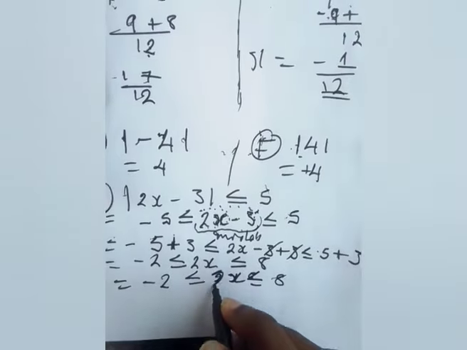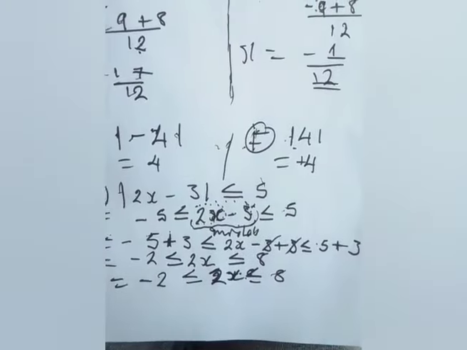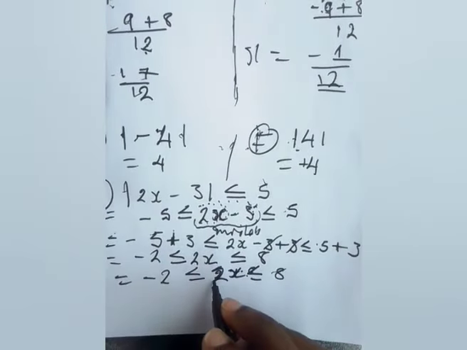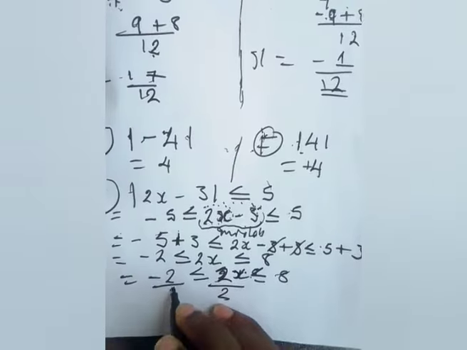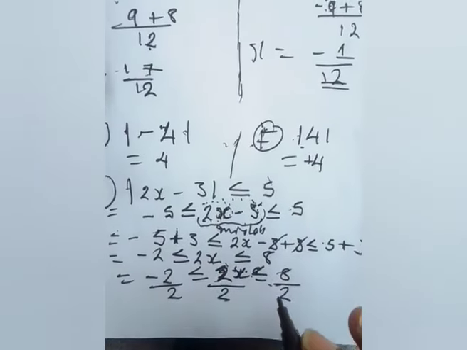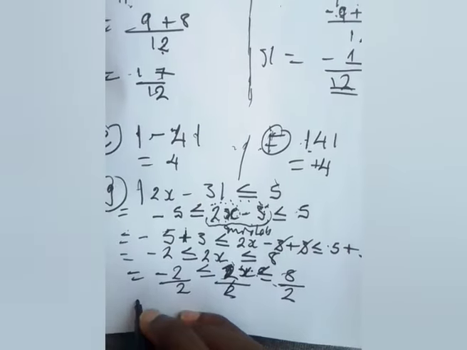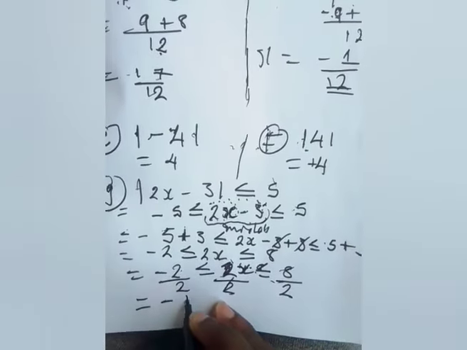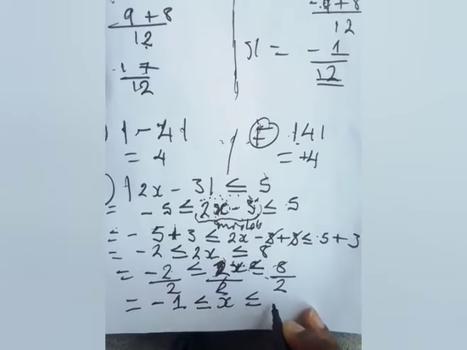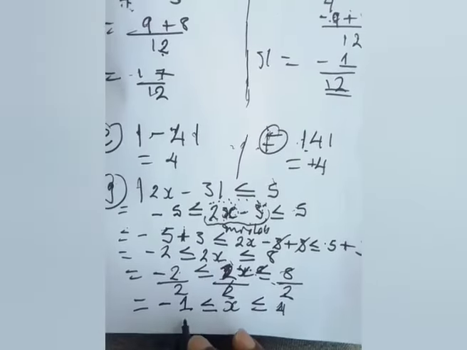Here we have 2x. Now, how can I end up with x at the middle? We need to end up with x at the middle for us to reach our final answer. So I'm going to divide through by 2. So divide through by whatever is in front of x. That's the only way in which we are going to end up with x at the middle. So we cancel out. It will be negative 1, right? Less than or equal to x less than or equal to. This into this, that will be 4, right? So this is your final answer.